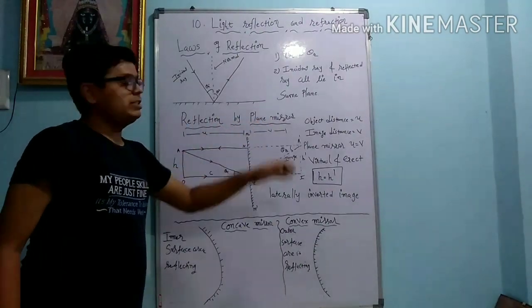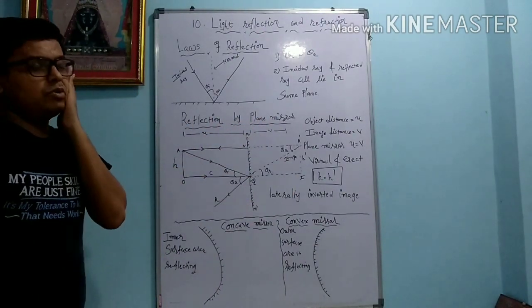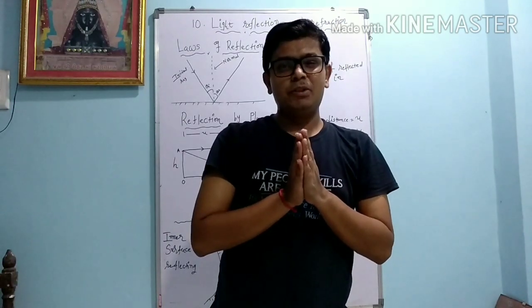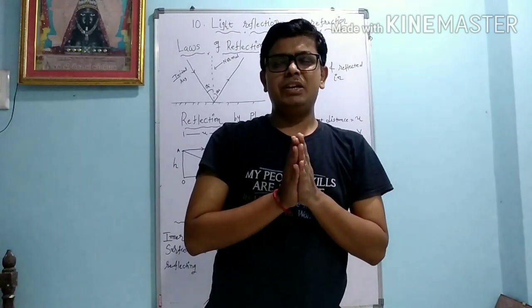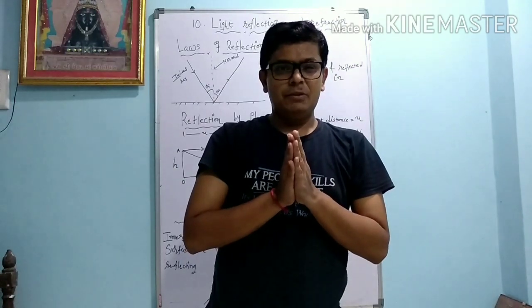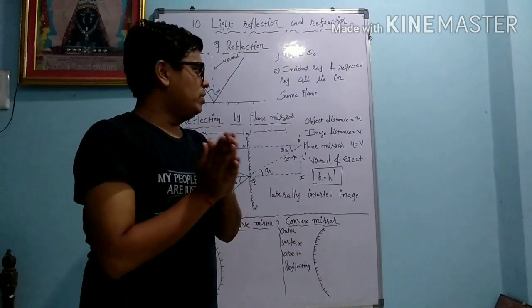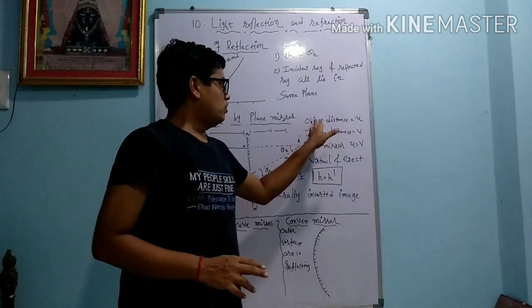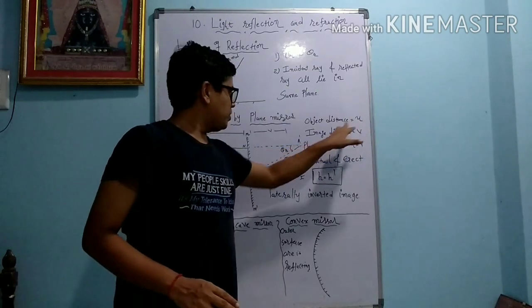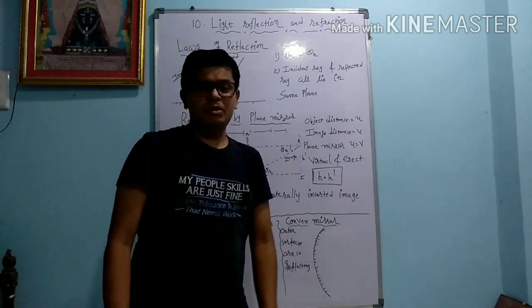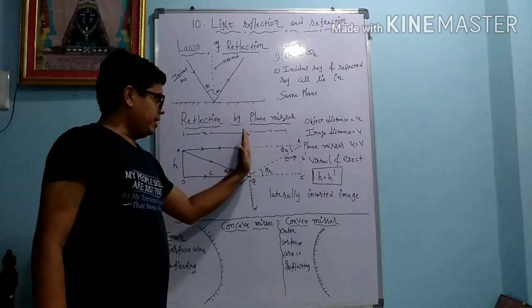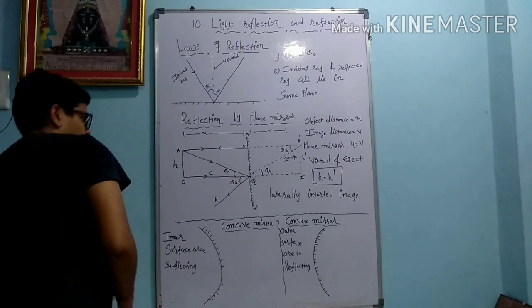Second, we are going to learn reflection by the plane mirror. In 9th standard you learned that initial velocity has the symbol u, and final velocity has the symbol v. But here the same symbols we will use for distances. For object distance we will use the symbol small u, and for image distance we will use the symbol small v.